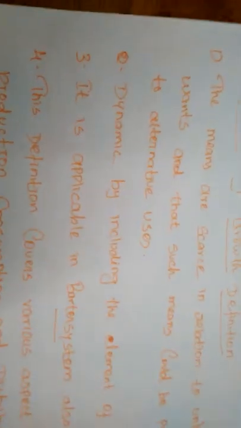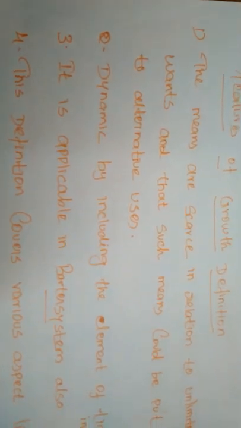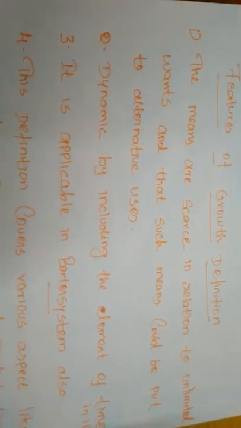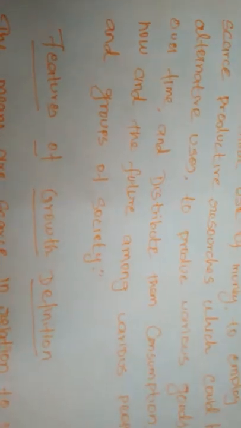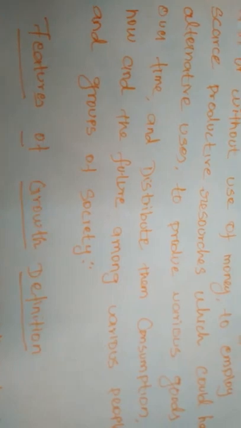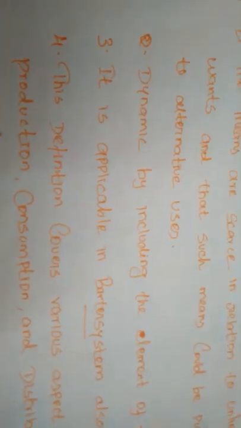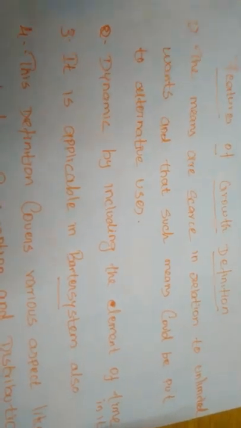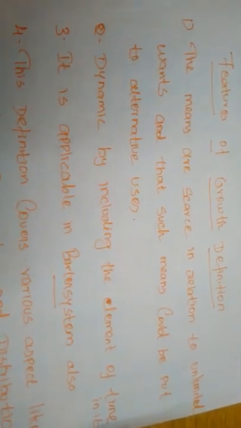Next, dynamic, by including the element of time in it. Samuelson made his definition dynamic by including the element of time. What did he say? The produced products are distributed for consumption now and in the future among various people and groups of society. On the basis of the second point, Samuelson makes this definition dynamic by including the time element, now and the future.